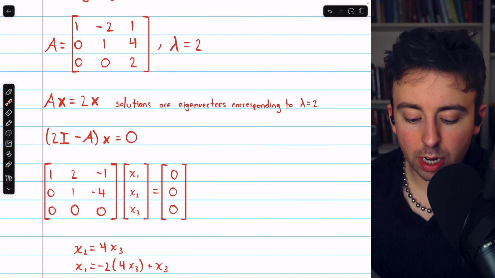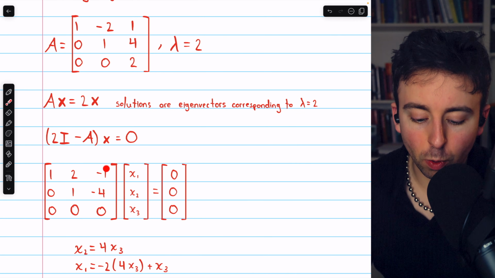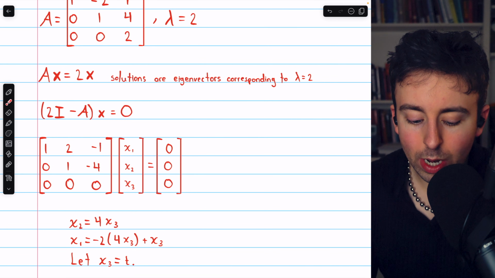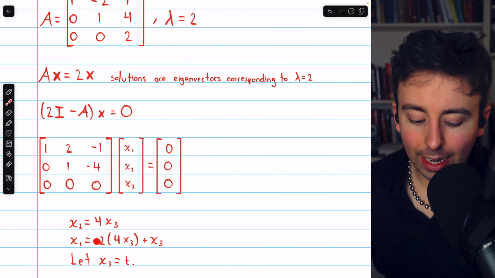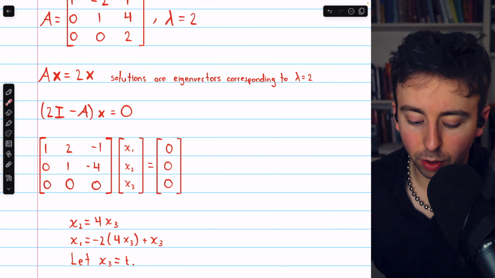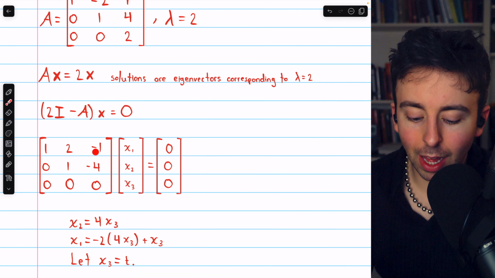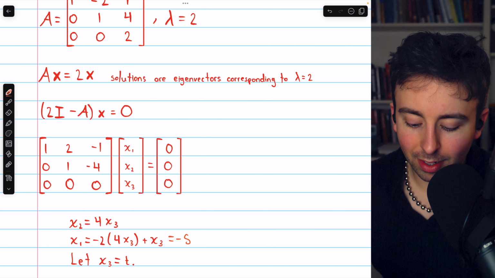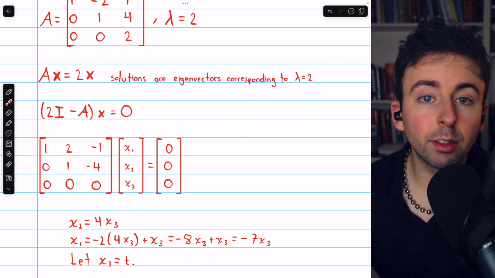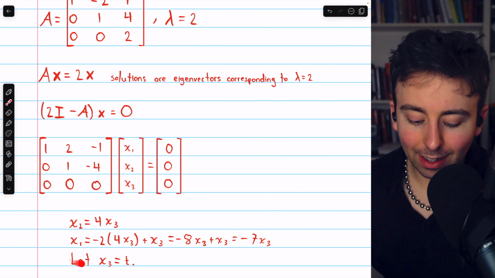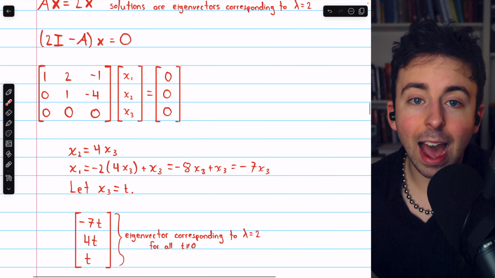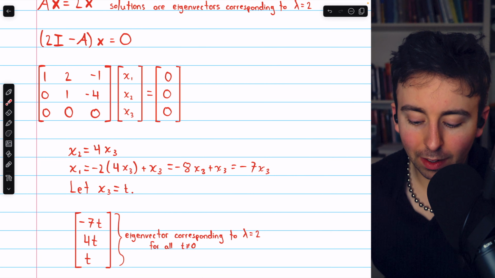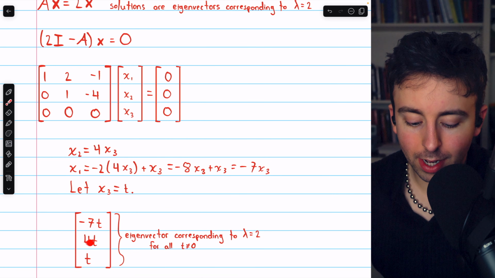So x3 is a free variable here because there's no leading entry in column 3. From row 1, we have that x1 must equal negative 2x2 plus x3, so negative 2 times 4x3 plus x3. That's the same as negative 8x3 plus x3, which is negative 7x3. Then we can describe all solutions parametrically by letting x3 equal t, and then the eigenvectors look like this: negative 7t, that's x1, 4t, that's x2, and then t, which is x3.